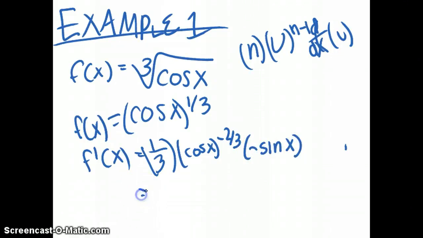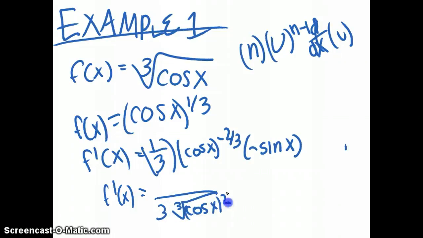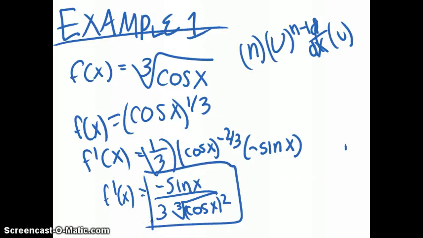So then you'll have to simplify it. You'll take the cosine of x to the negative power and put it back on the bottom of the function, the denominator. So it's going to be 3 times cosine of x squared on the bottom, and then a negative sine of x on the top. So that is your final answer using the chain rule.